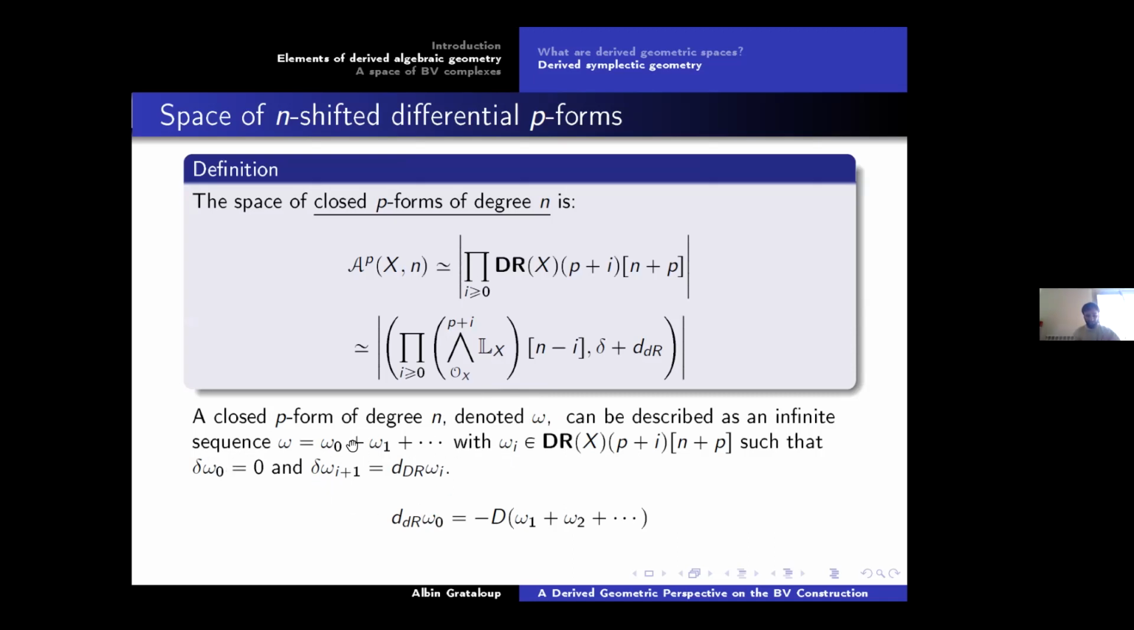And also the omega i, for i greater than 0, are controlling the derived differential of omega 0. And the nice way of saying it is that the derived differential of omega 0 is exact. The exactness condition is for the total differential, and it is given by the omega i for i greater than 0. This is exactly the data of a homotopy between the derived differential of omega 0 and 0 in this topological space.